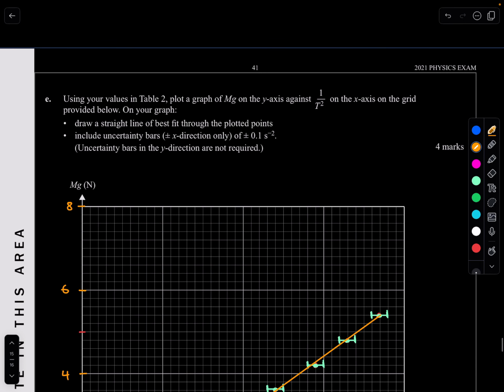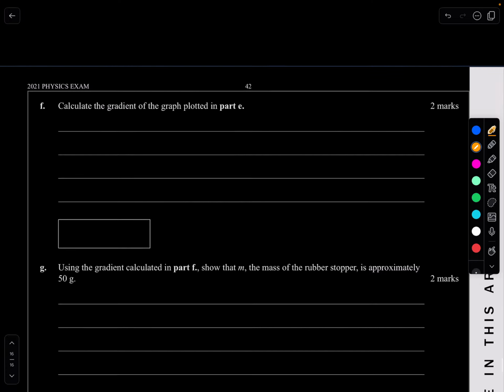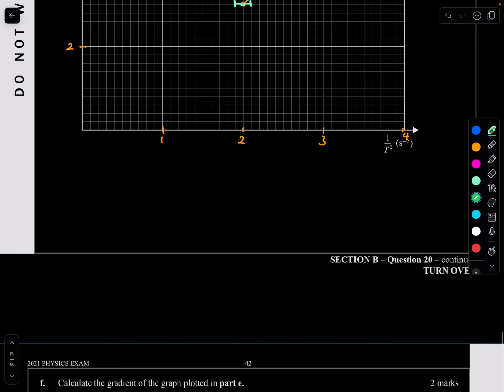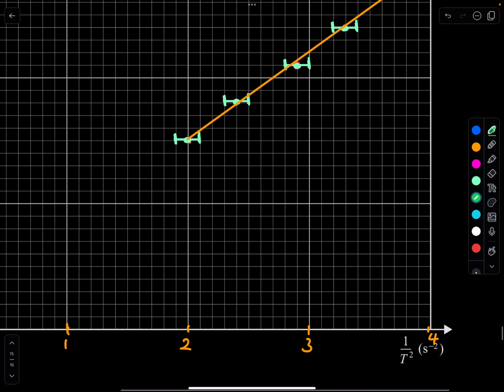Okay, beautiful. Did we miss anything? Draw a straight line, draw uncertainty bars. Everything looks good. This is the last part. Let's do it. Calculate the gradient of the graph plotted in part E. Alright, beautiful. So we know gradient. We just need 2 points on the graph that look nice. Having a look at this, which are 2 points that are nicely put?